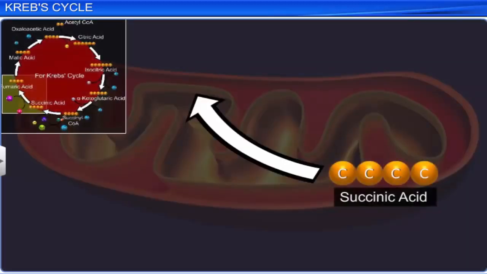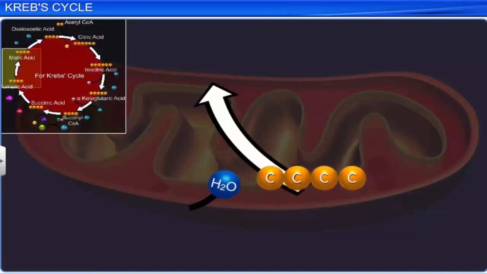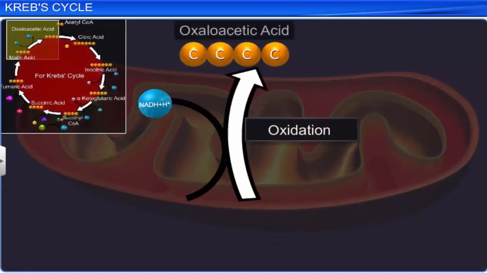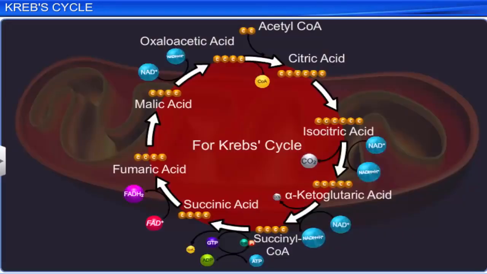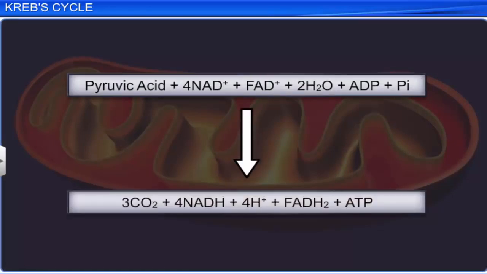The succinic acid formed in the previous reaction is oxidized to fumaric acid with the reduction of FAD+ to FADH2. The fumaric acid is hydrolyzed to malic acid, which is then oxidized to oxaloacetic acid with the reduction of NAD+ to NADH plus H plus ion. For Krebs cycle to run continuously, oxaloacetic acid, NAD+, and FAD+ need to be regenerated. The summary equation of Krebs cycle is as shown here.